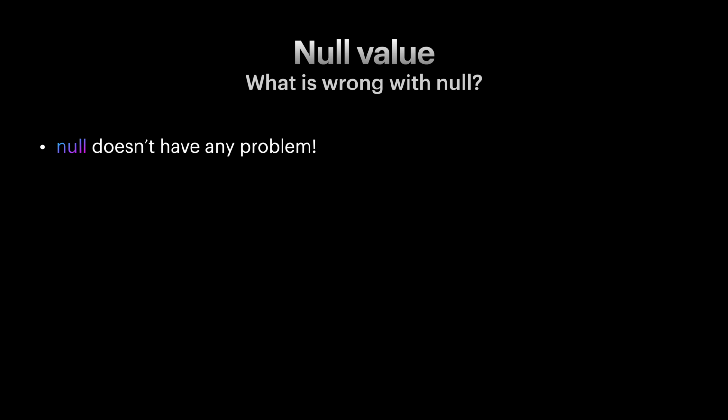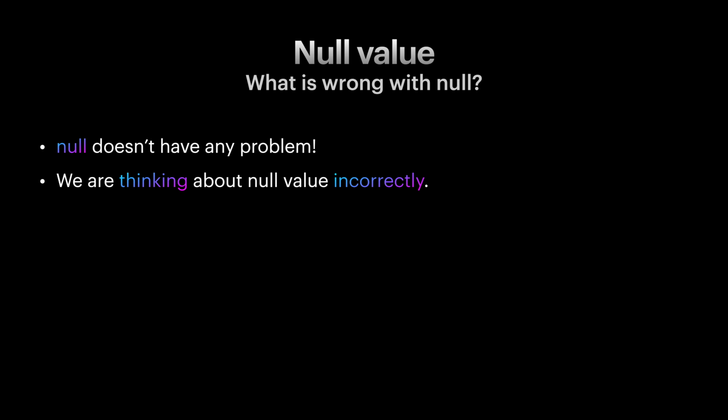But to be honest, null doesn't have any problem by itself. We need to name our concept of quote-unquote absence of a value something. Then why not name it null? Maybe a better question is, why are we letting our values be null when we literally type them as, for example, integer?